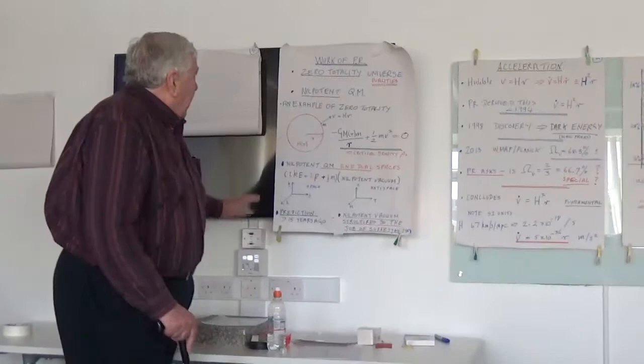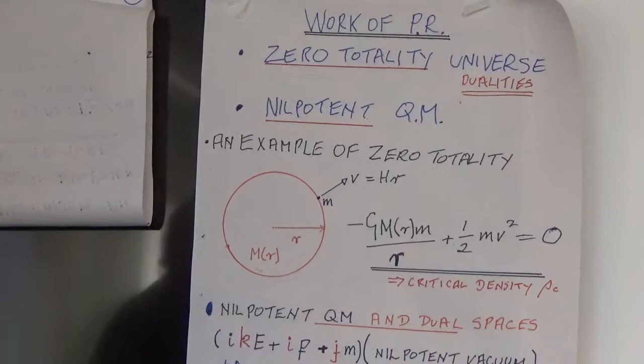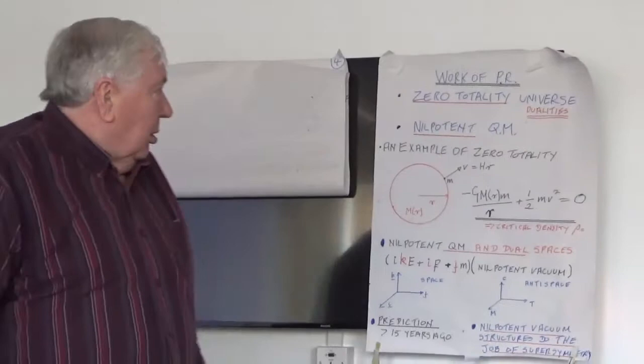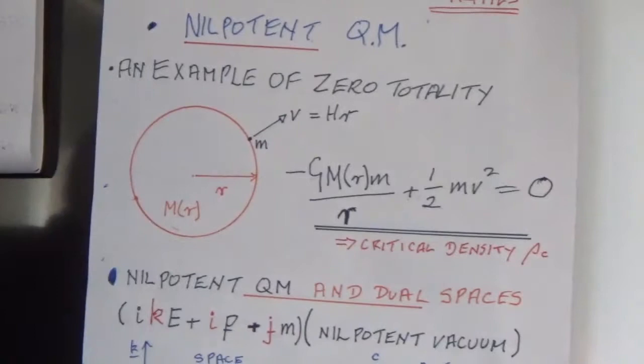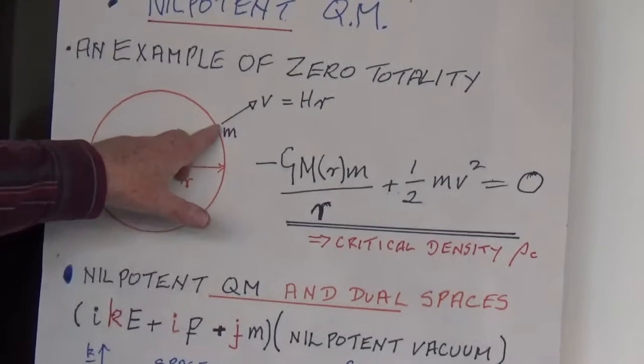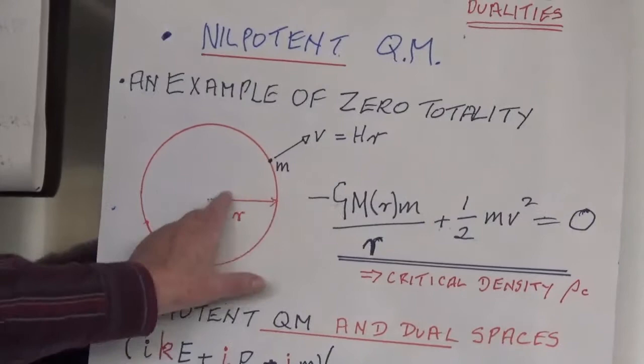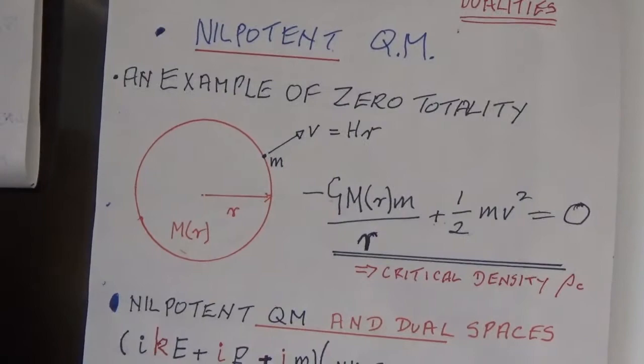And the other thing is, he wrote down a completely new formalism in quantum mechanics based on nilpotent ideas. Nilpotent being an object which, when you square it, gives zero. So it's a repeat operation giving zero, basically. And an example of zero totality in cosmology is this very famous thing. Suppose you've got a huge region of space containing lots of matter with the mass inside M, and a galaxy on the surface moving away with a velocity v, given by the Hubble law. The negative gravitational potential energy at that point is exactly balanced by the kinetic energy of the outgoing galaxy. So that negative plus that gives you zero.